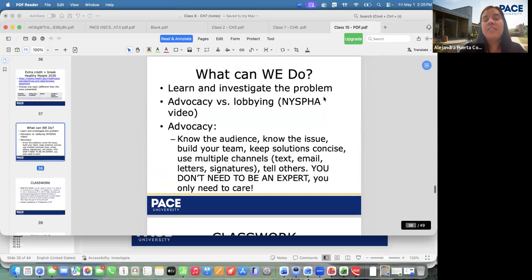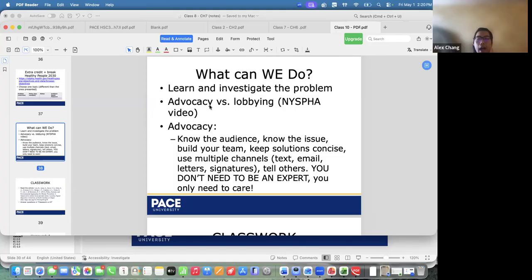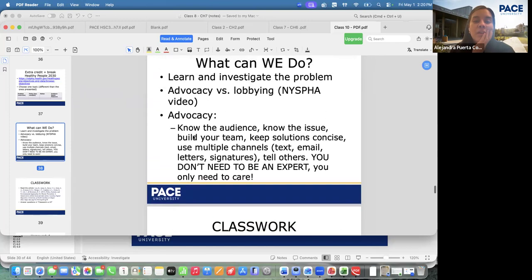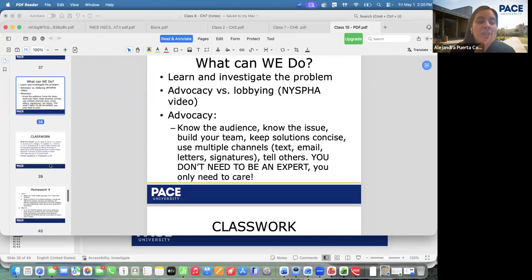What can we do? Learn, investigate. Advocacy versus lobbying. What was the difference? This is from the homework. What was the difference between advocacy and lobbying? Advocacy is one type of lobbying, and lobbying is just a more general term. Okay, perfect. Advocacy, you want to know the audience, know the issue, build your team, right? You need to care.